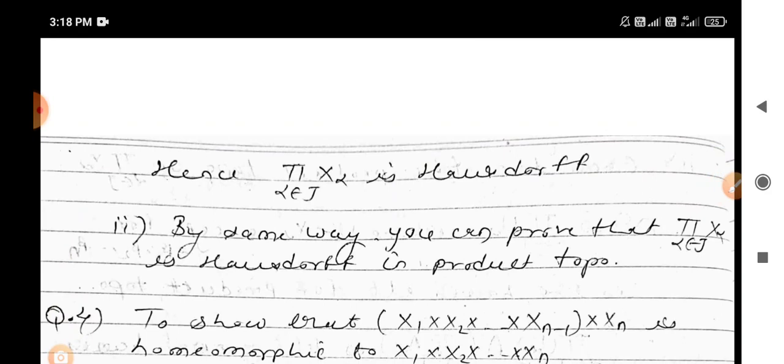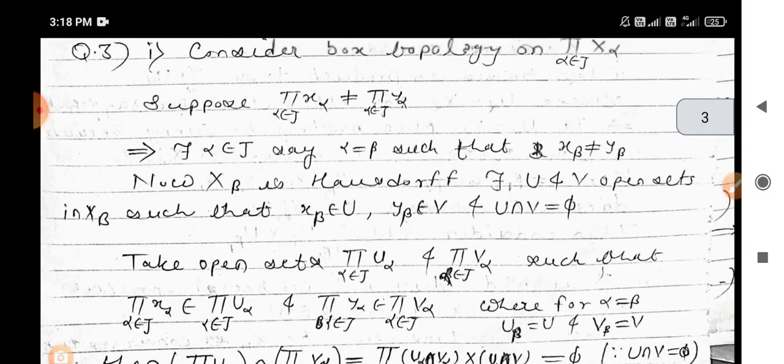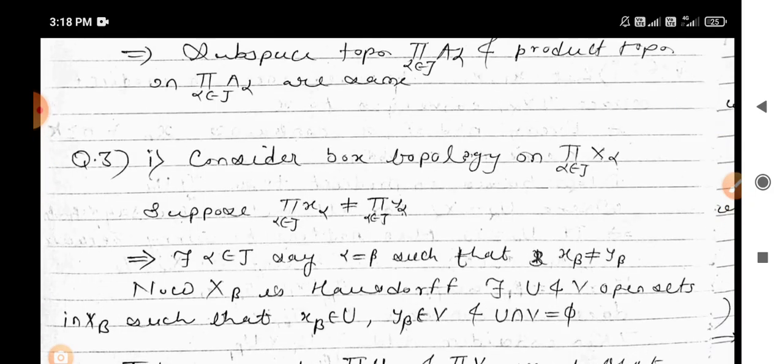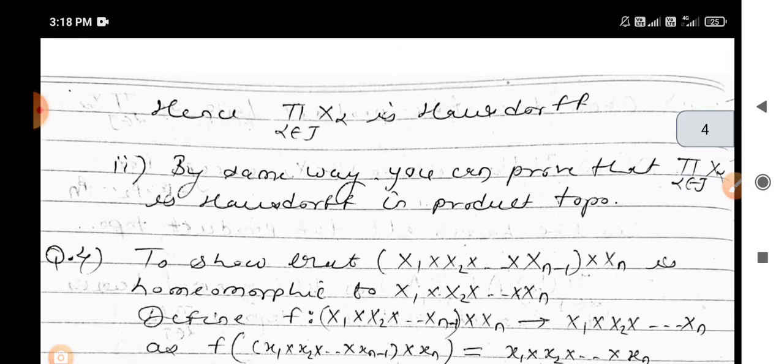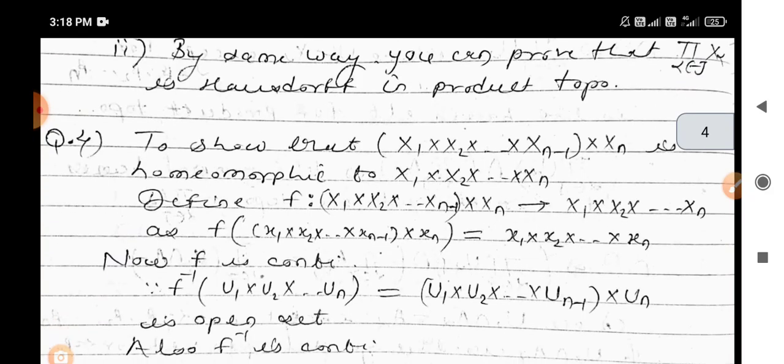So this topology is a Hausdorff space. So we can prove that the product of X alpha defines a Hausdorff space in the box topology. The same thing is done in the product topology. As we already know, the box topology is finer than the product topology. So things done in the box topology are the same things done in the product topology. So the same result holds in the product topology as in the usual way, that is, we say that the product of X alpha, alpha belonging to the index family, forms a Hausdorff space in the product topology.